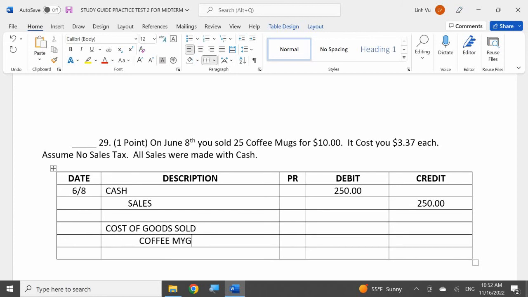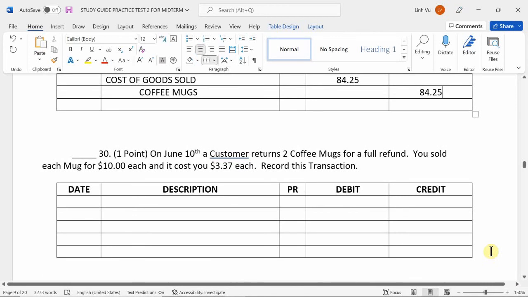So now you are going to figure out what 25 mugs cost you at $3.37. And in this case, it's $84.25. Okay.